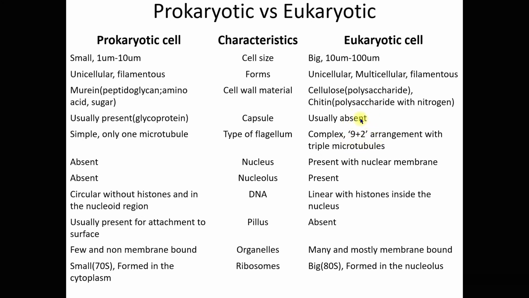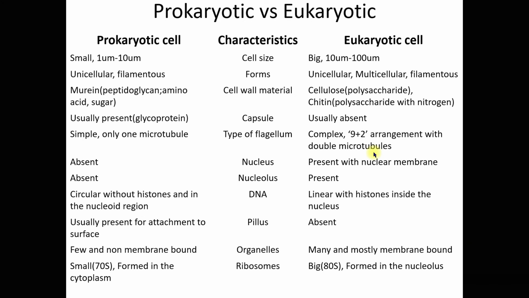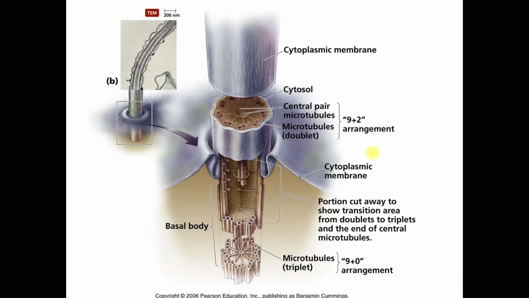Now this 9+2 arrangement, like here, this is the 9+2 arrangement of the flagellum. You can see there are 9 doublet microtubules here at the sides, and 2 at the center. 2 means a pair. Candidates, I just made the arrangement. So for eukaryotic cells there is a 9+2 arrangement with double microtubules, or a 9+0 arrangement with triple microtubules, like what is shown here. 9+0 arrangement with triplet microtubules.